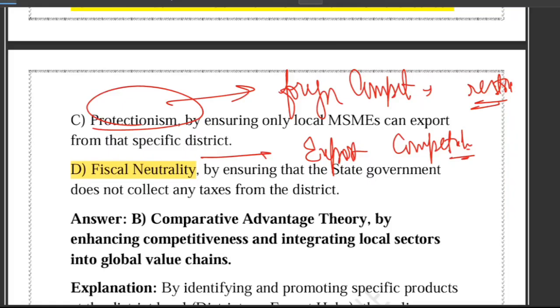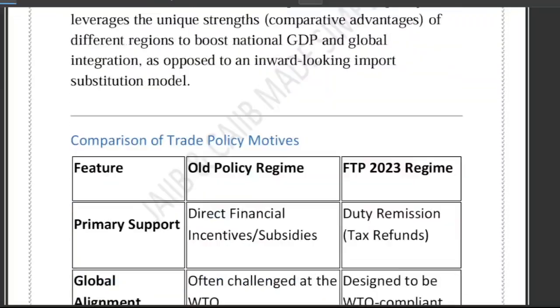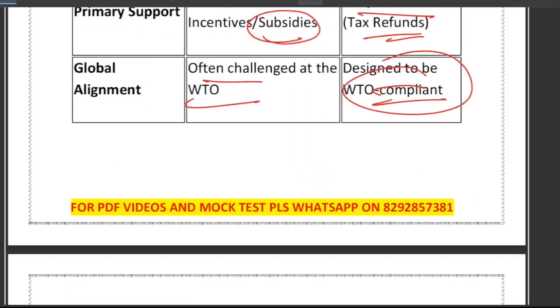So how does this fit FTP 2023? Let me show you the focus. In the old policy regime, the primary support was subsidies. In the FTP 2023 regime, it is duty remission, that is, tax refund. The old regime was often challenged at the WTO, while FTP 2023 is WTO friendly.